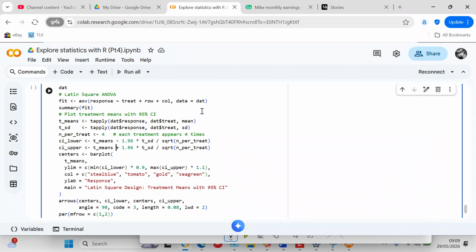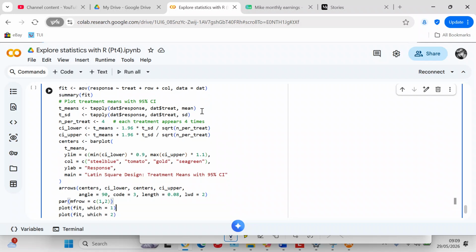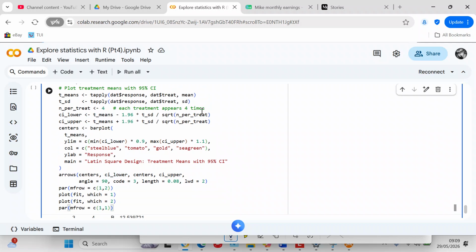So now what we're going to do is plot our answers. We're going to plot the treat means with 95% confidence interval. T means becomes tapply, brackets, dat$response, comma, dat$treat, comma, mean. And then TSD becomes tapply, dat$response, dat$treat, sd, that's your standard deviation. And n per treat becomes 4, so each treatment appears 4 times.